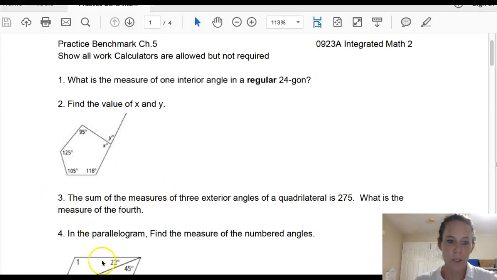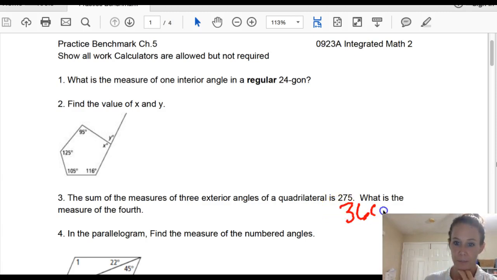All right, let's go on to number 3. Number 3 asks to find the sum of the measures of 3 exterior angles of a quadrilateral. It says the sum of the measures of 3 exterior angles of a quadrilateral is 275. What is the measure of the fourth? So we have a little formula that we know. The sum of the exterior angles of any polygon is 360. We know that. Now, this doesn't say it's a regular quadrilateral. It just says the sum of the measures of the exterior angles is 275.